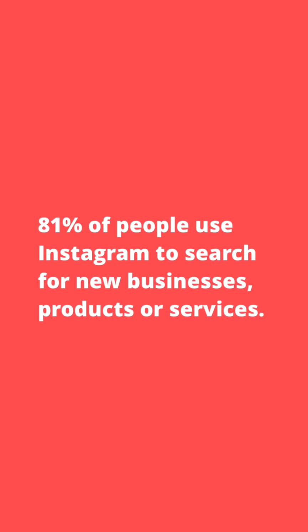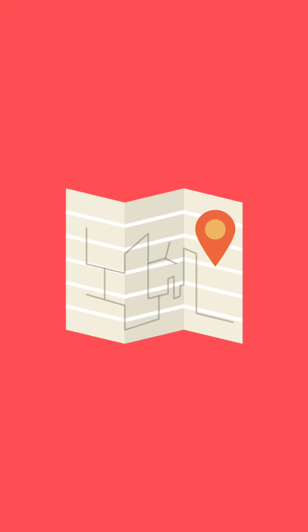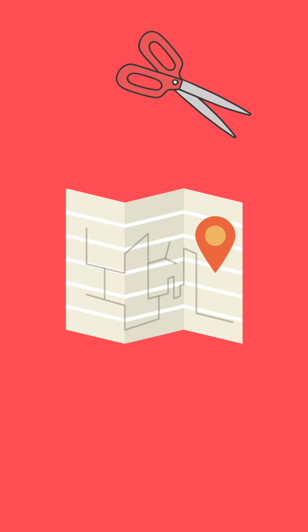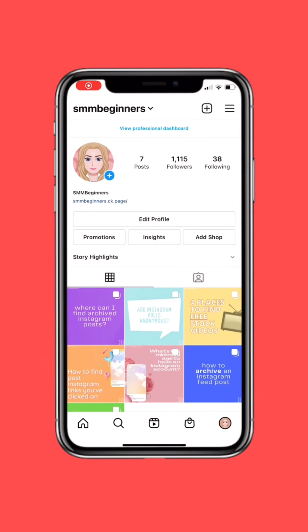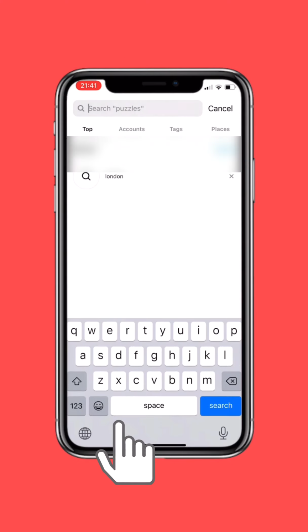According to Instagram's blog, 81% of people use Instagram to search for new businesses, products or services. Many of them will do this by location, especially when it comes to businesses such as hairdressers, restaurants, clubs or pubs, etc. Let's do a little search right now.